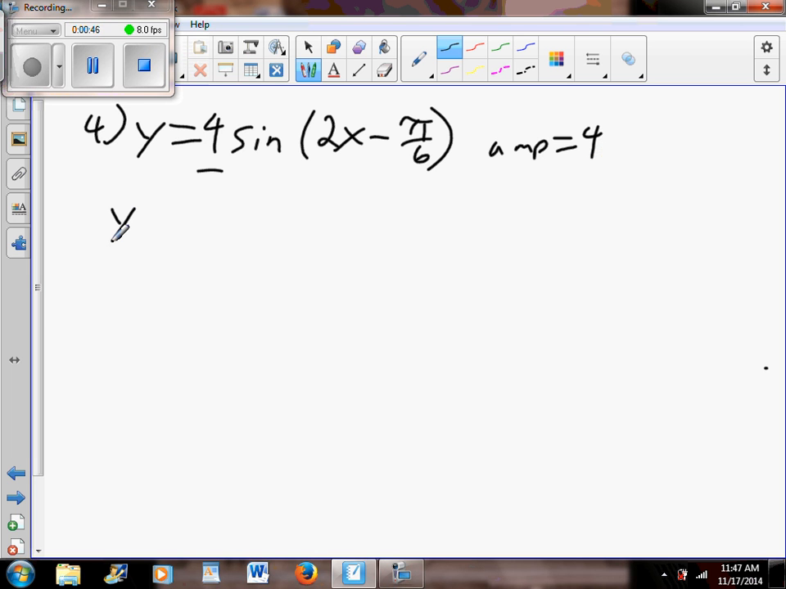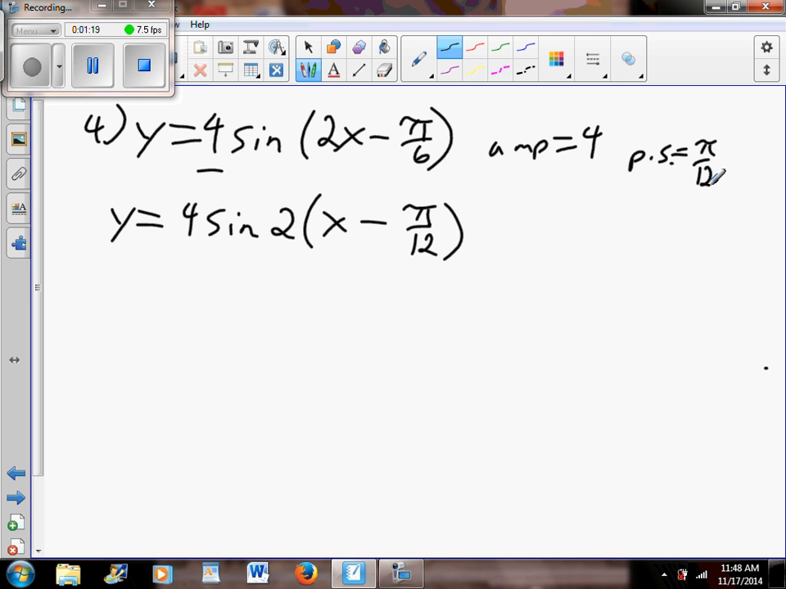over 6. So I'm going to rewrite this as y is equal to 4 sine, factor 2 out of x minus pi over 6, which becomes x minus, what do you think? What's pi over 6 divided by 2? Pi over 6 times 1/2. Another fun phase shift. Pi over 12. Okay, but it's minus. So the phase shift is going to be equal to pi over 12 units. Since it's subtracted, we go to the right.